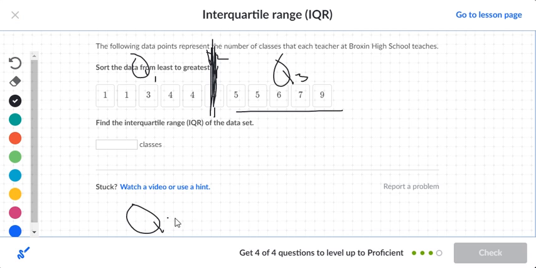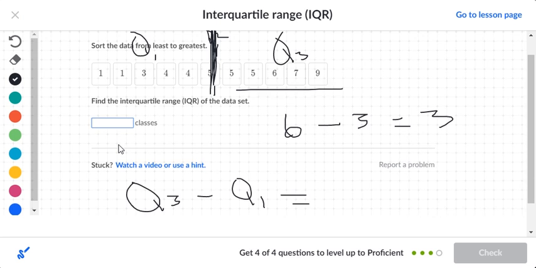Remember, I'm going to take quartile 3 and subtract it by quartile 1. So quartile 3 is exactly 6 minus quartile 1 is exactly 3. So I'm going to take 6 subtract 3 is 3.